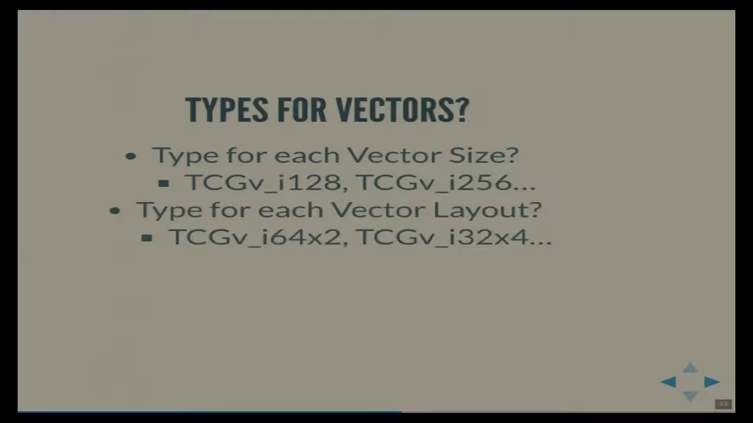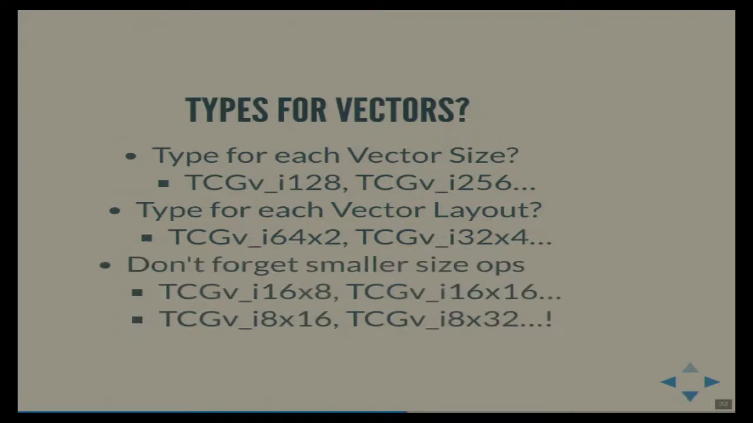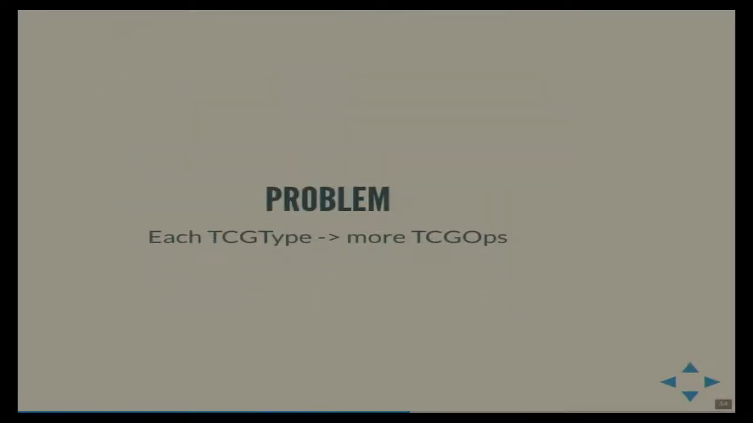We actually are doing operations on smaller chunks of those vectors. So, for example, we might be operating on two 64-bit operations at a time or four 32-bit operations at a time. So maybe we need a type to represent each layout of the vector. But even that's not enough because most vector operations can also run on smaller than 32-bit sizes. One thing that's been introduced recently is half-precision calculations, 16-bit values. So you end up with an exploding plethora of TCG types. And that's a problem, because for each TCG type we're introducing, we're introducing more TCG operations. So we need to go with something that's a little bit smarter.